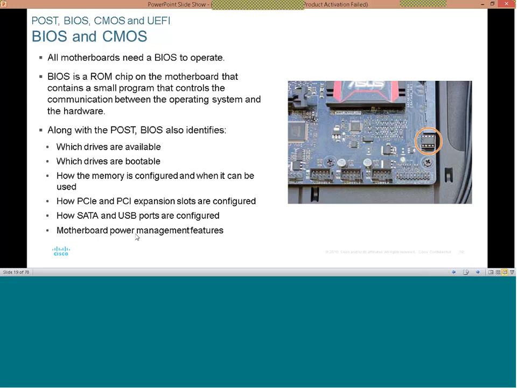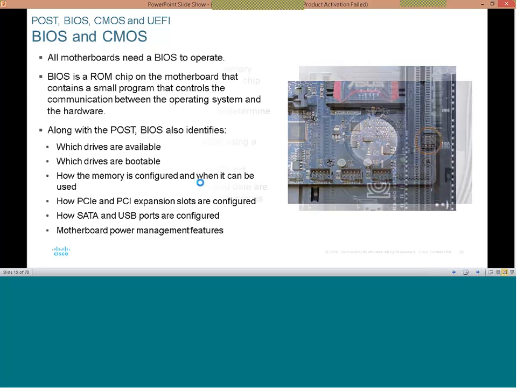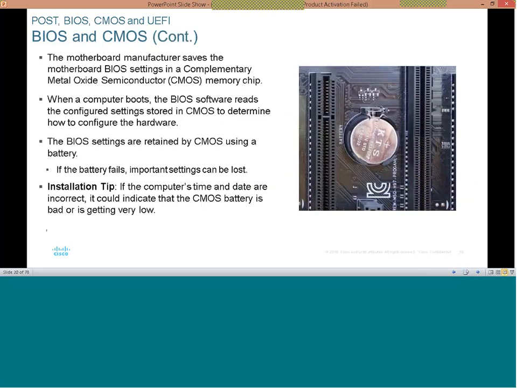The motherboard power management features. So you can see a whole number of roles that the BIOS helps us to identify and gives us some guide. So these are more or less part of the role being played by the BIOS. Okay, and so the BIOS and the CMOS.